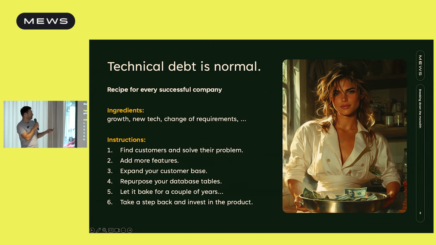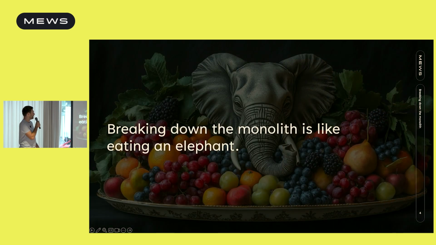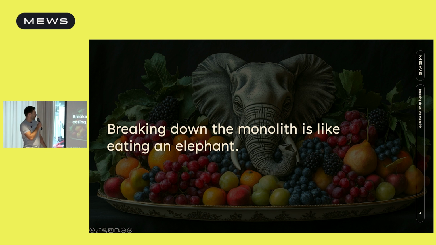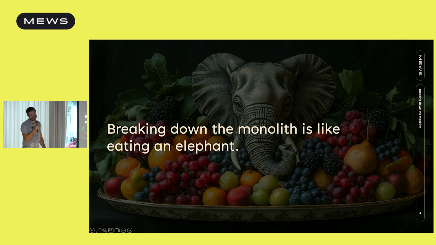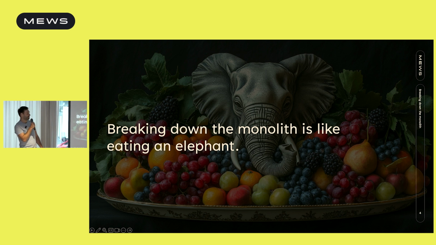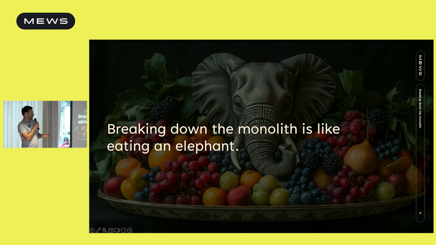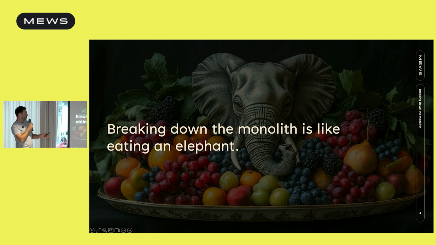And we in Mews have a monolith, and we are doing some efforts to break it down. So how to break down the monolith? Breaking down the monolith is like eating an elephant. Do you know how to eat an elephant? No? There is only one way. You need to take 1 bite at a time. And this means that you need to focus on one problem at a time, and eventually it will be fine in the long run.